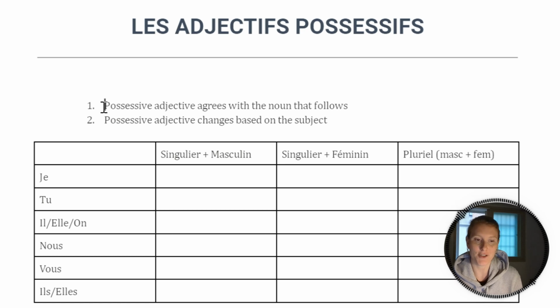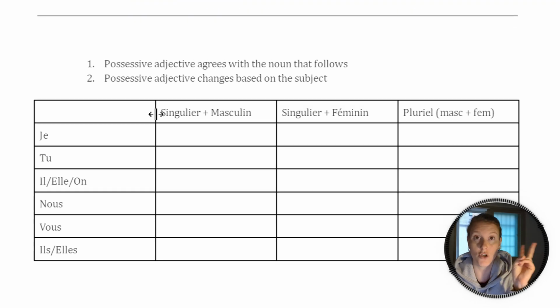Today I wanted to make a short lesson regarding possessive adjectives in French. So let's dig right into it. Okay? So possessive adjectives, there are two things you must know that are very important, right?